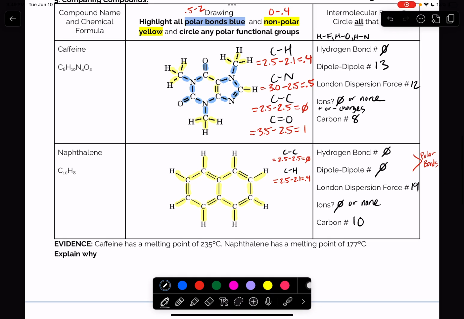Alright, the purpose of looking at these two compounds was to compare them, and essentially just practice writing a little ERC. My evidence: caffeine has a melting point of 235 degrees Celsius. Naphthalene has a melting point of 177 degrees Celsius. Explain why. So that's what we're going to do next. We're going to explain why caffeine has a higher melting point, and our evidence and reasoning are coming from these charts. It's based off these numbers here. So I'm going to start to write down what's happening here.